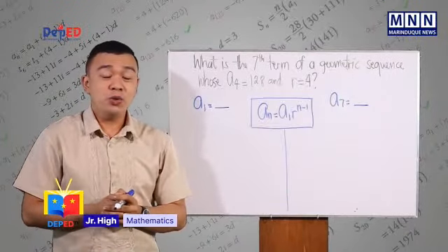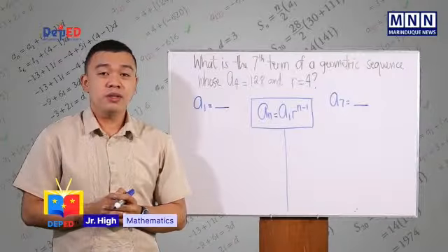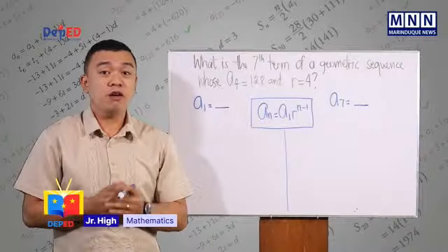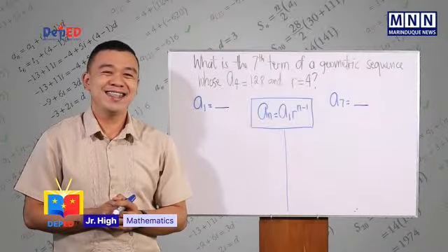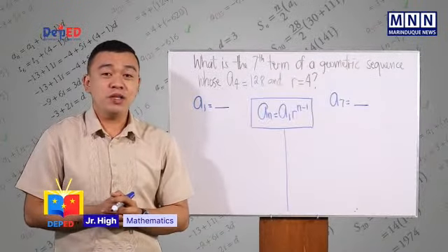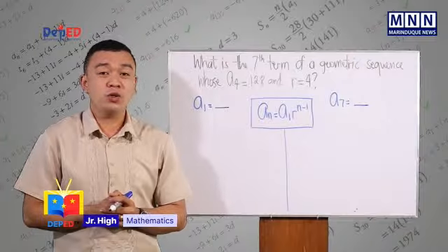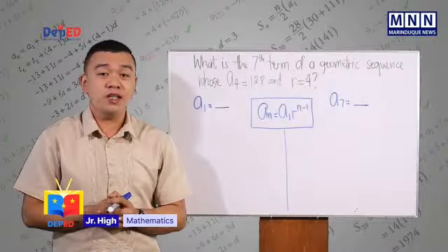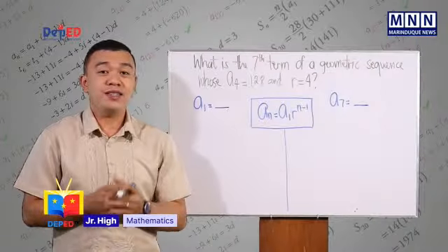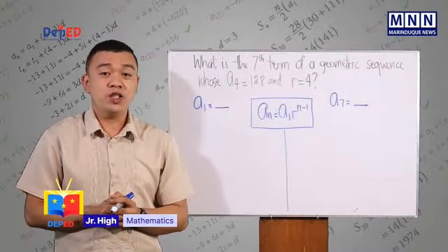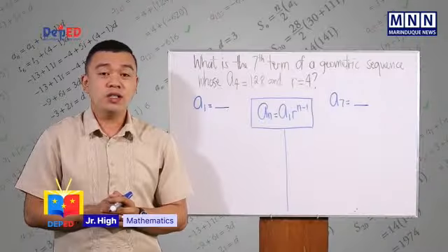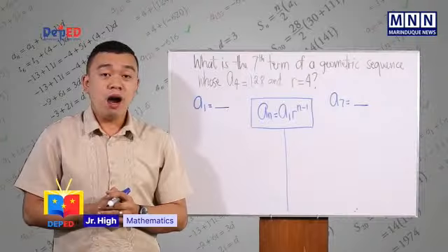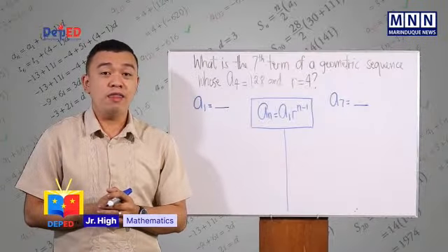Again, there are two unknowns in the problem, and to solve for a sub 7, we need to solve first for a sub 1. Since the given term is the fourth term, which is equal to 128, we can use it to solve for the value of a sub 1. Now, let's substitute the value of a sub 4, which is equal to 128, n, which is 4, and r, which is also 4, in the formula.